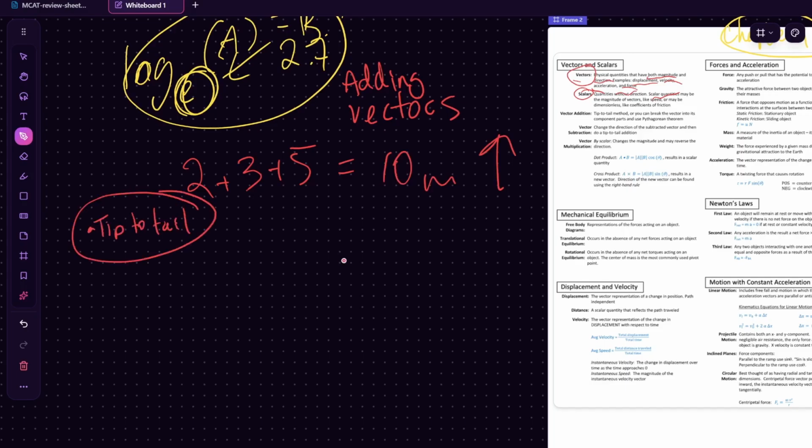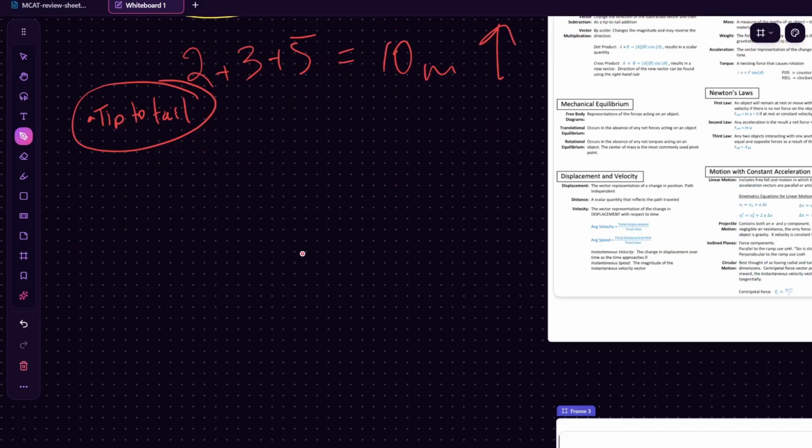So tip to tail is basically where you draw, okay, let's say you have one vector going this way. All right, and then you draw a second vector starting exactly where the first one ends. This is where trigonometry comes into play, by the way. So this is the tip of vector 1. Now I'm going to draw another vector. This is going to be vector 2.